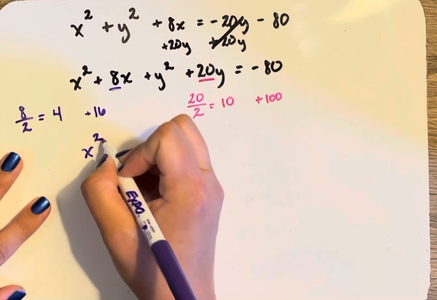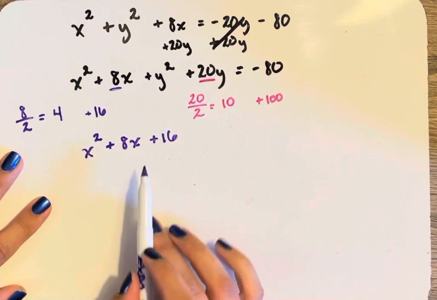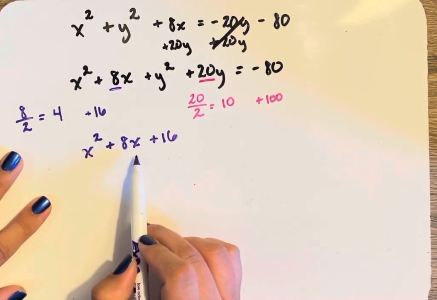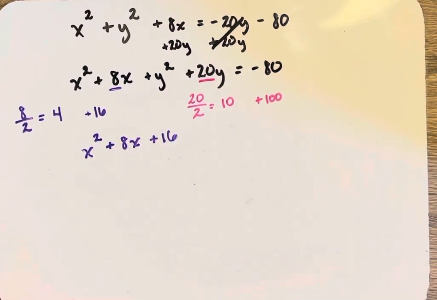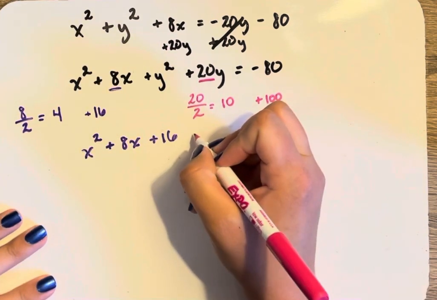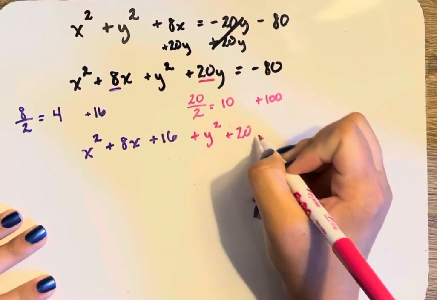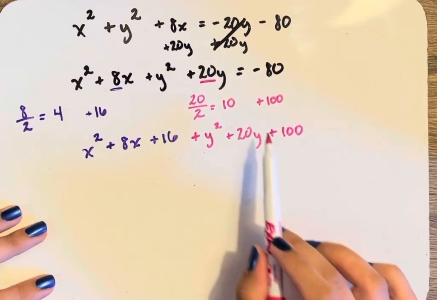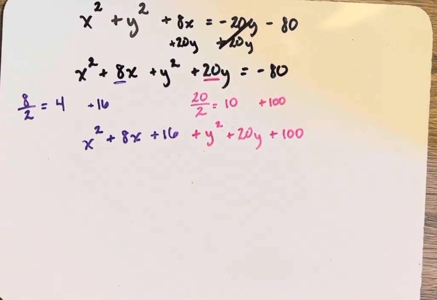So I now have x squared plus 8x plus 16. So notice that I added the magic number squared right after my x term. So x squared, x, and then the magic number squared for the x's. And then I can go to my y squared plus 20y plus 100. So I'm adding the y magic number squared right after the y to the first term.